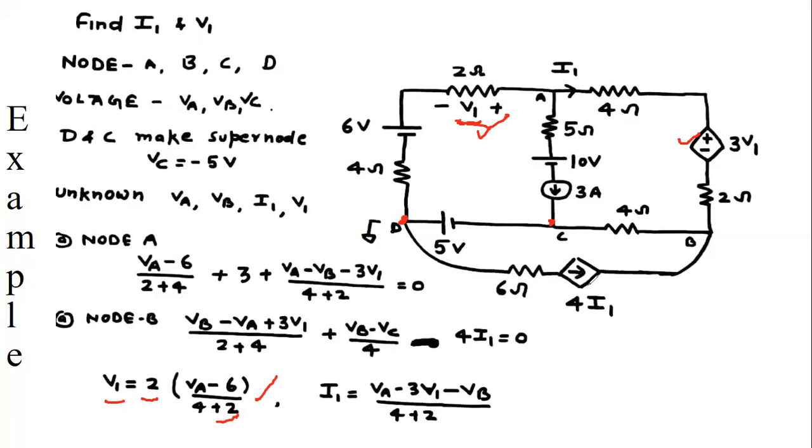Now the fourth equation is because this is a dependent current source, and the current depends upon the current of this branch current source. So this I1 current becomes equal to VA minus 3v1, because we are getting the positive sign. So this is VA minus 3v1 and minus VB, subtract this potential, minus VB, and divided by 4 plus 2. So now we have four unknown variables VA, VB, I1 and V1, and we have four equations. After solving these equations, we know the node potential of every node, or we can calculate the current or voltage of every branch or resistor.